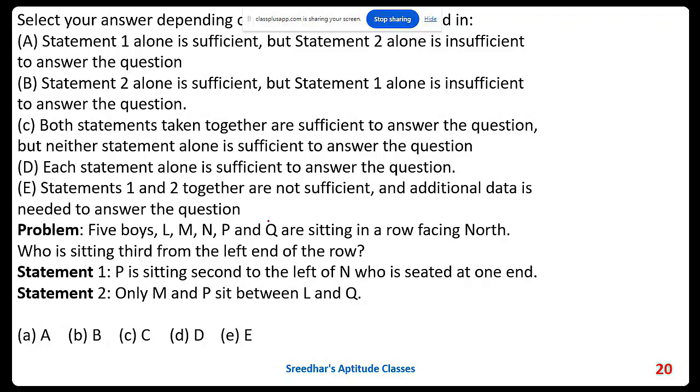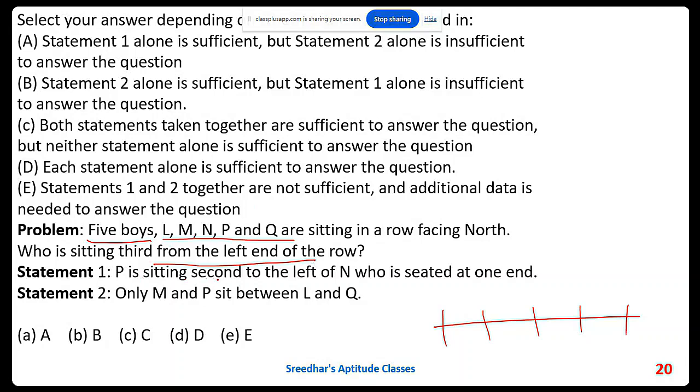Yes. So the question is, five boys L, M, N, P, Q are sitting in a row facing north. So they are sitting in a row facing north. One, two, three, four, five. Who is sitting third from the left end of the row? To answer this question, which of the data provided is valid?